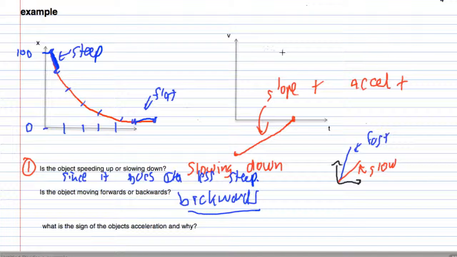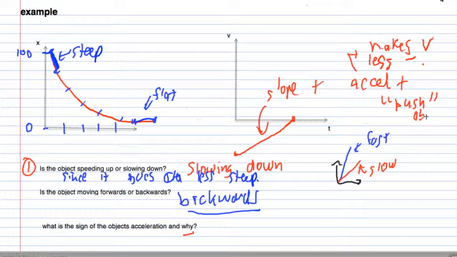So the last question I want to ask is, why is it that the acceleration is positive in this graph? And the answer to this question is that the acceleration is slowing down a negative velocity. So acceleration makes the velocity less negative. In other words, it's going really fast in a backwards direction, and then it goes slower in a negative direction. So the acceleration has to push the object forward.